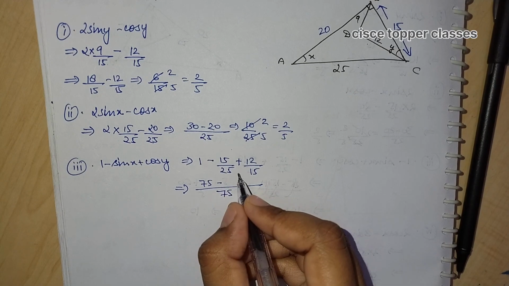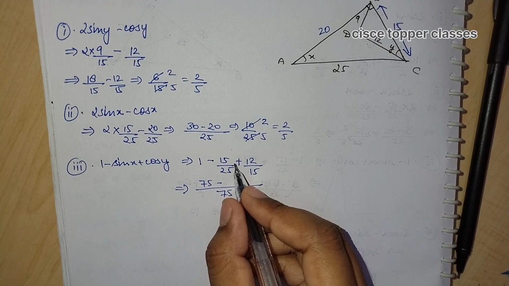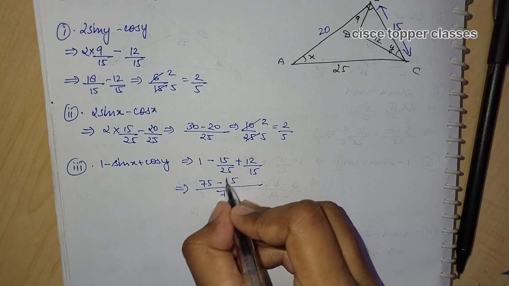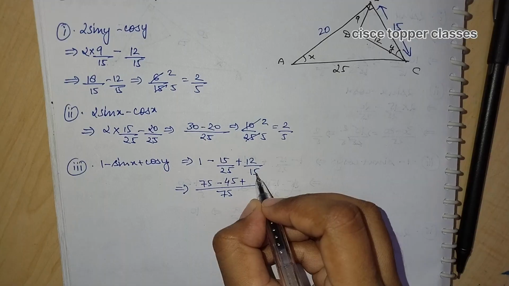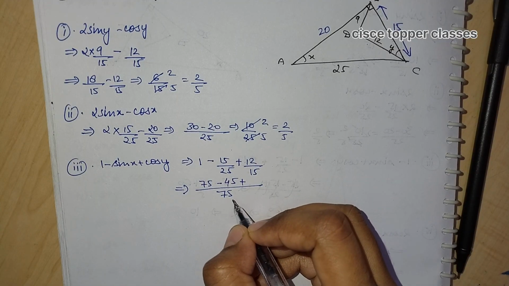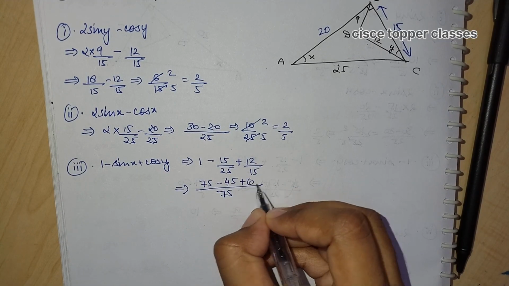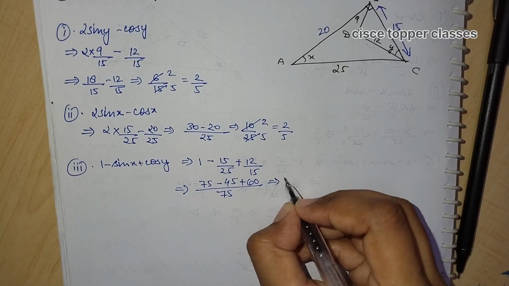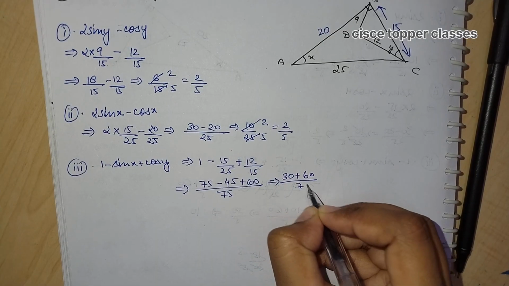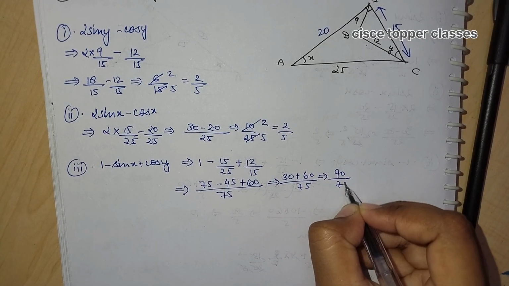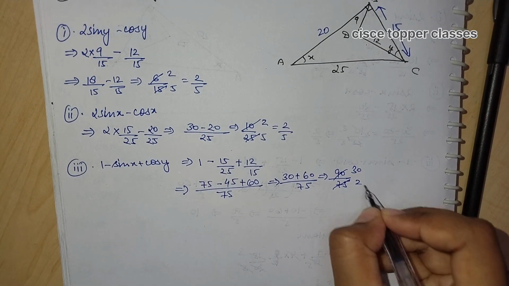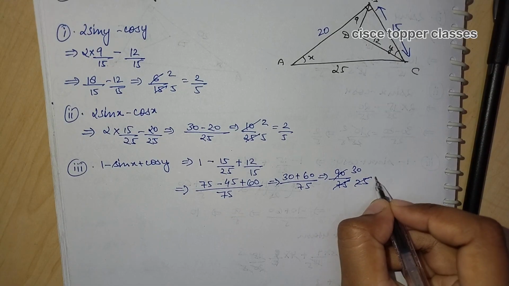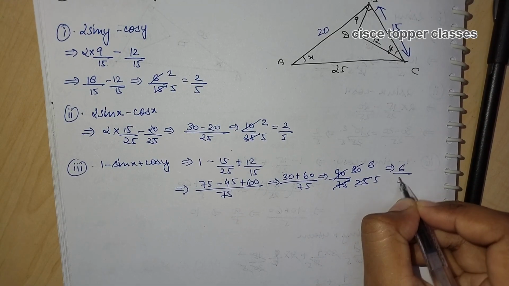So we can write 15 into 25 into 3, so 15 into 3 will be 45, plus 12 into 5 is 60. So this will be 75 minus 45 plus 60, divided by 75. So 30 plus 60 divided by 75, here we can write 90 by 75. We will solve it, 25 we can write here, this will be 5, this will be 6. Means 6 by 5 is in simplest form.